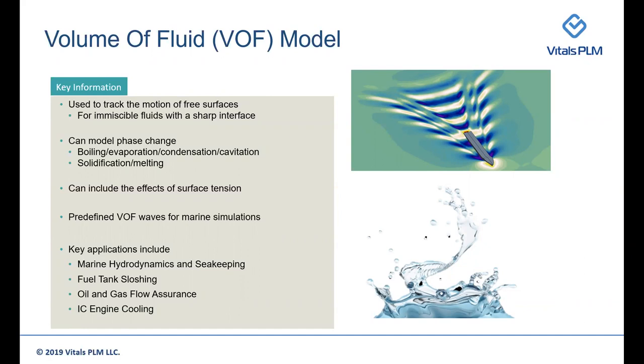And the next model within the Euler multiphase framework is the volume of fluid model. This is the second method in the multiphase flow model, and this is mostly and widely used because of its simplicity and stability in simulation. It solves a single set of transport equations along with the volume fraction equation for the phases.